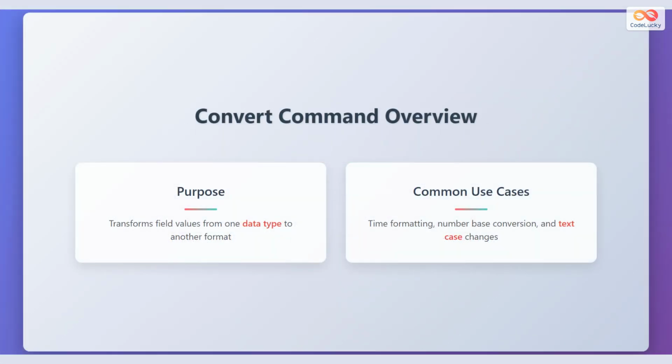The Convert Command serves a specific purpose in Splunk. It transforms field values from one data type to another format. This command is commonly used for time formatting, number-based conversion, and text case changes. Understanding these transformations is essential for presenting data in the most readable and useful format for your analysis.